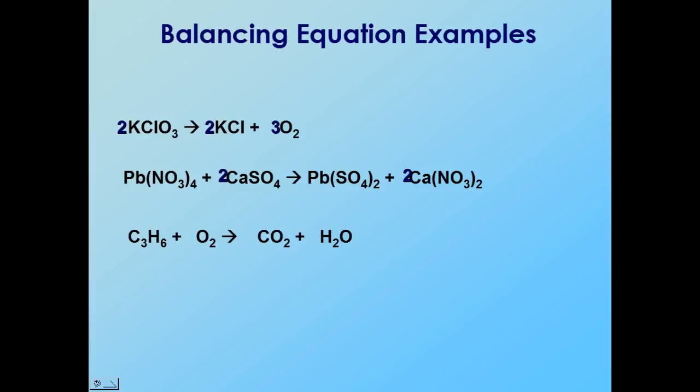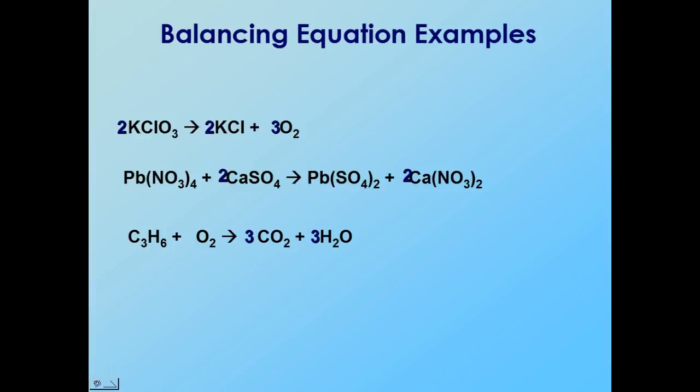With C3H6 and oxygen making CO2 and H2O, I start with 3 carbons on the left, so I'm going to have 3 carbons on the right. I'm now down to hydrogen and oxygen, and I would go ahead and do hydrogen first, since oxygen is in 2 compounds on the product side. I have 6 hydrogens on the reactant side. I have 2 on the products. 2 times 3 would give me 6, so that one made it a little bit straightforward.